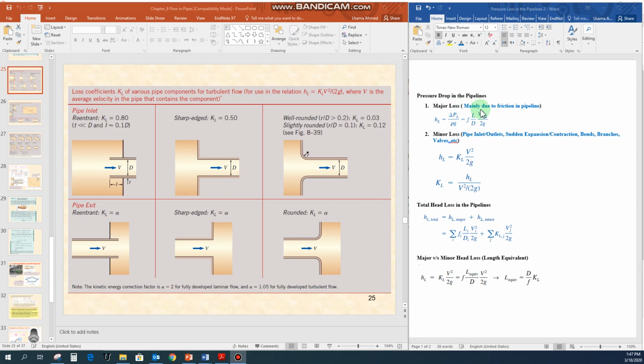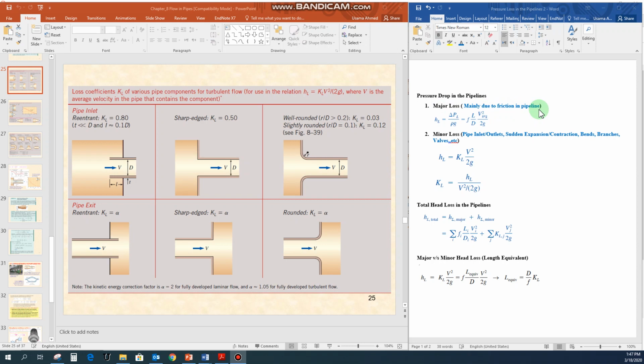So this head loss equation that we studied last time was a function of friction factor, length, diameter, velocity squared, and the gravitational acceleration. This head loss can be calculated for the pipelines due to the friction in that pipeline. And this head loss that we calculate by using this equation is the major head loss in the piping system that only depends on the friction in the pipeline.